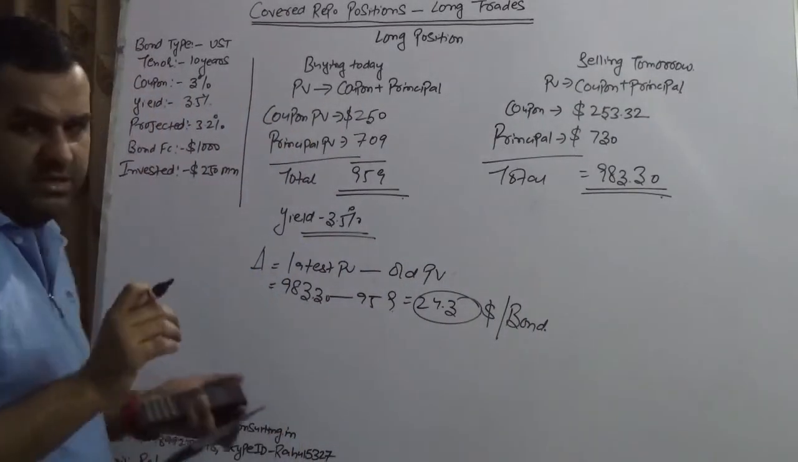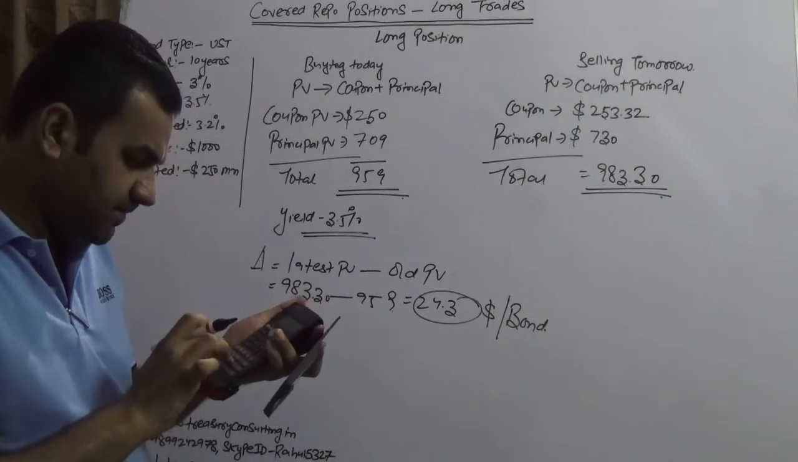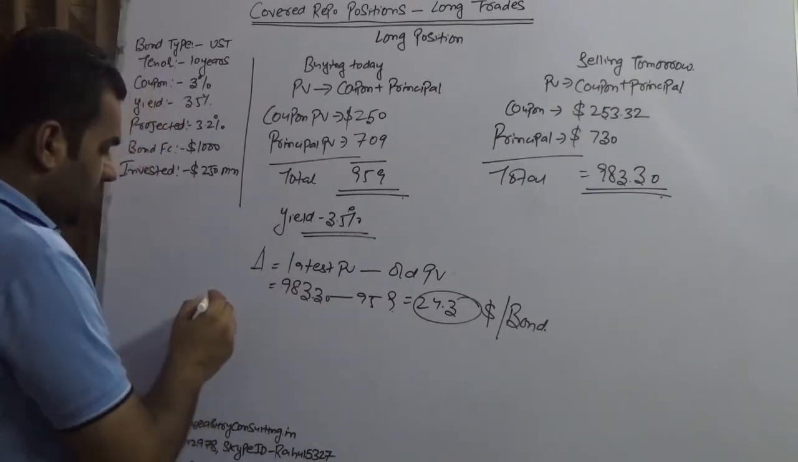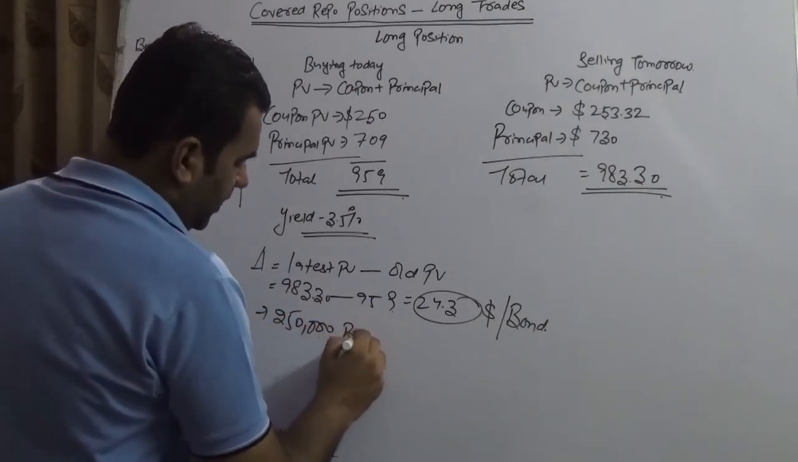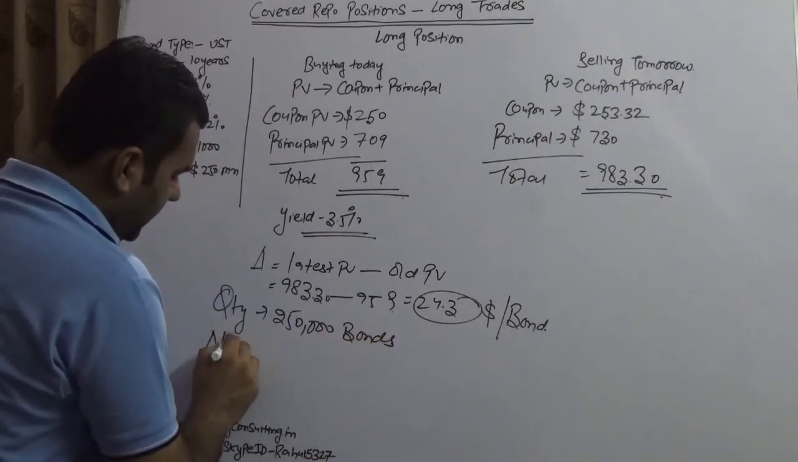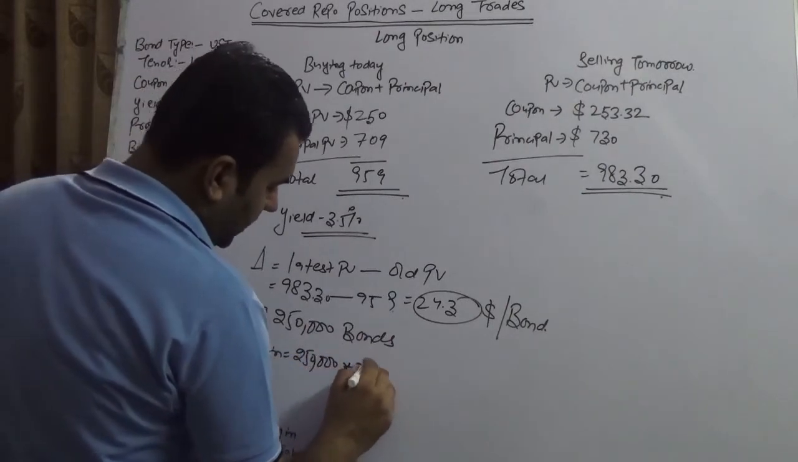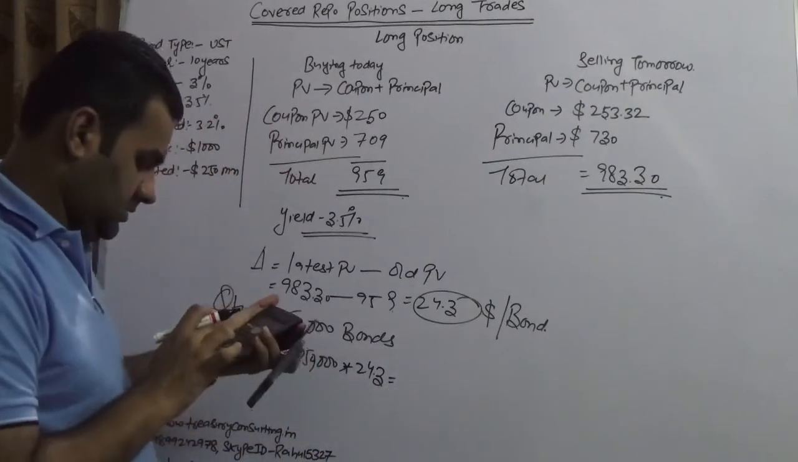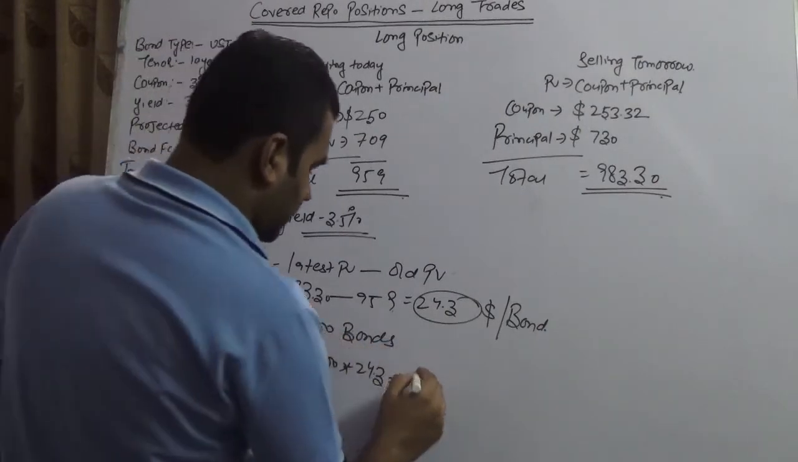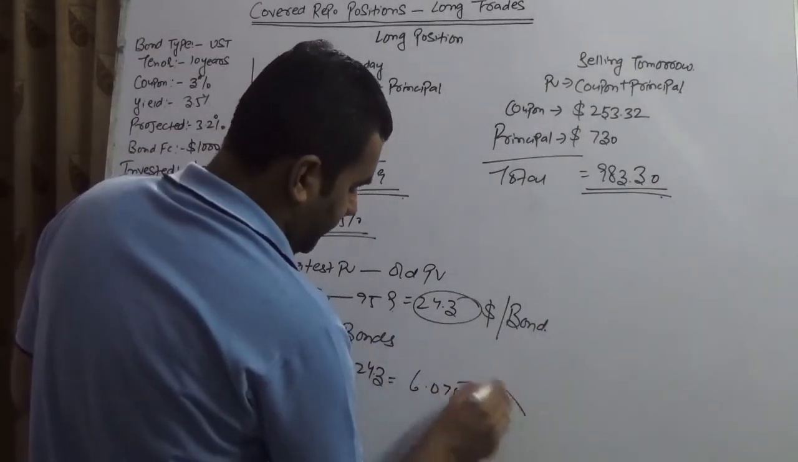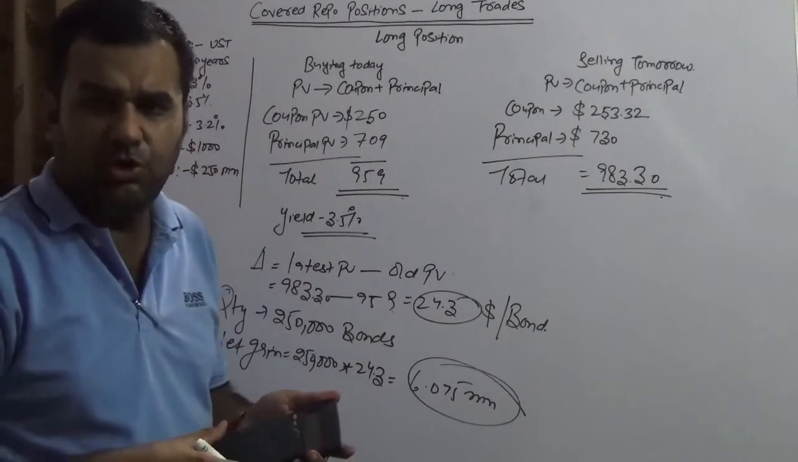The value per bond is 1000, so 250 into 10 raised to the power 6 divided by 10 raised to the power 3 is 250,000. So the quantity assumed is 250,000 bonds. So the net gain by a trader is 250,000 into 24.3, which is approximately 6.075 million, approximately $6 million. This is how it actually goes.